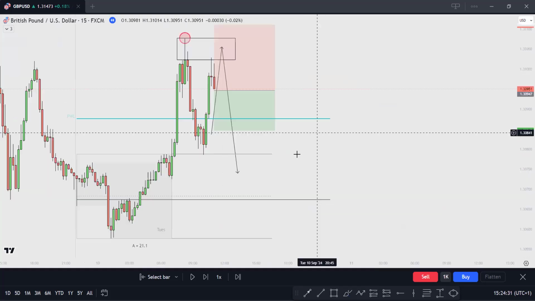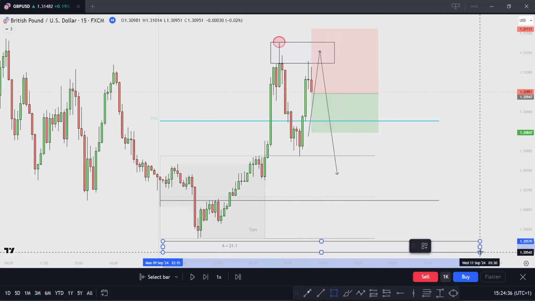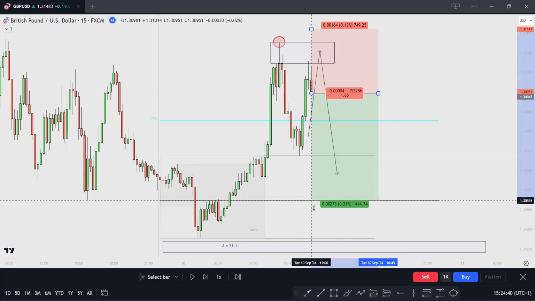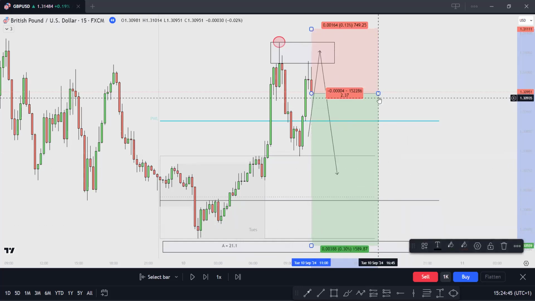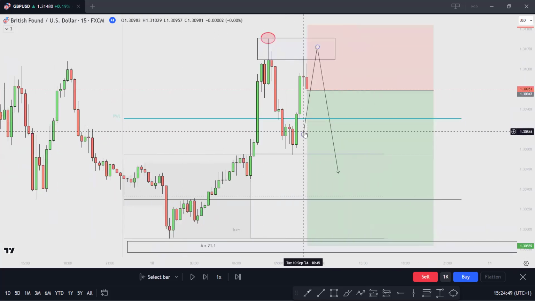And then where will I be targeting? I'll be targeting these lows because I know that there's going to be a level of liquidity below this area. So I'm going to drag this all the way back down here. Let's say something like this. And then let's play this out and see how it goes. Let me clear this arrow. So let's see.